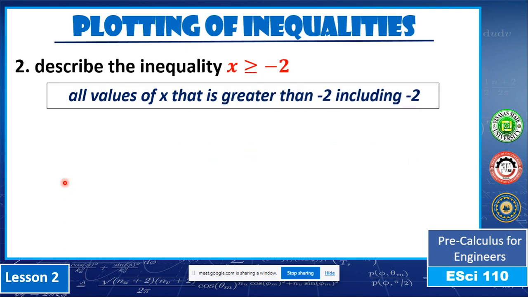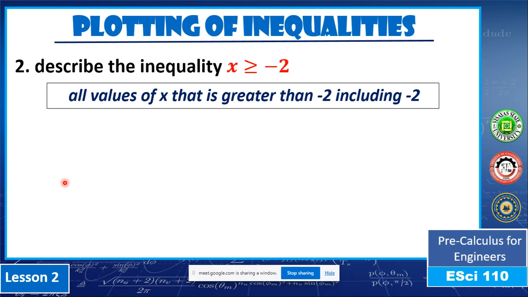Okay. So for the next question, we have an inequality x is greater than or equal to negative 2. So meron tayong equal, meaning non-strict na siya. So kapag sinasabing non-strict, these are values which are also included yung number.